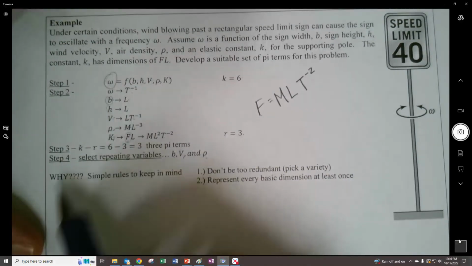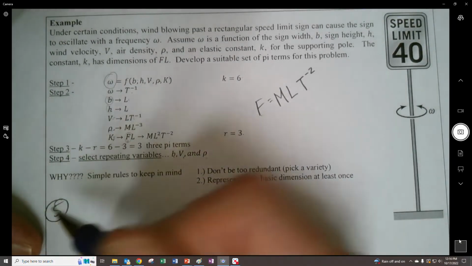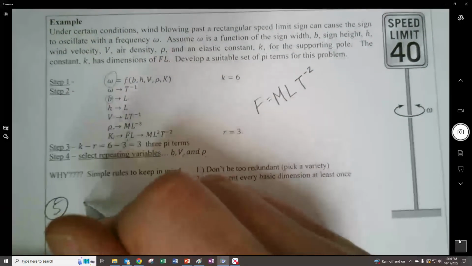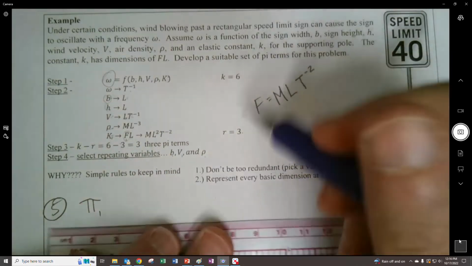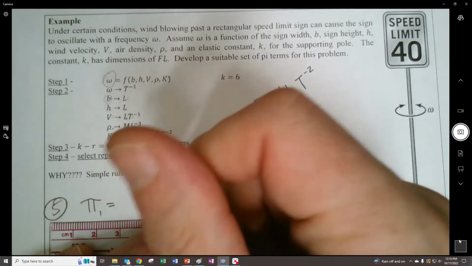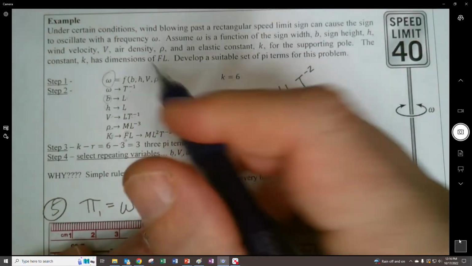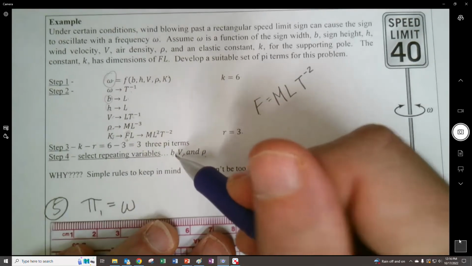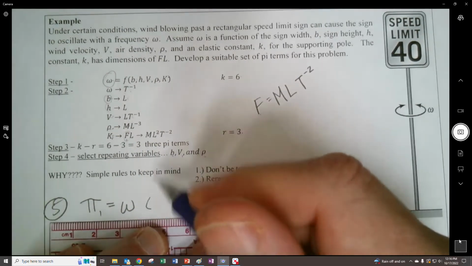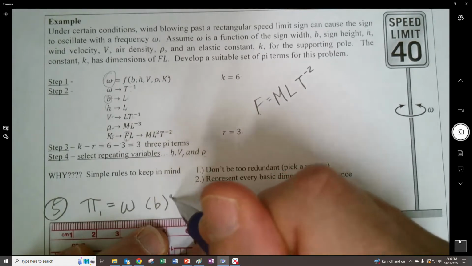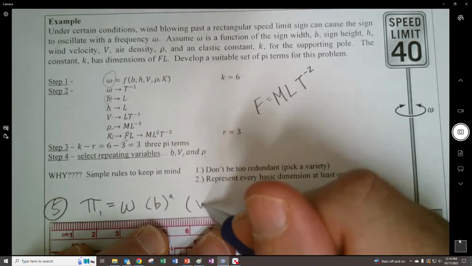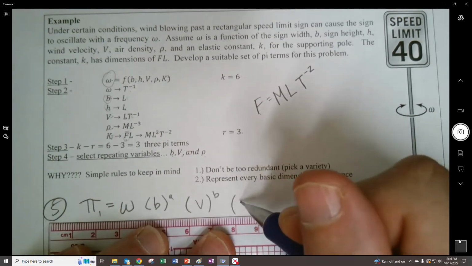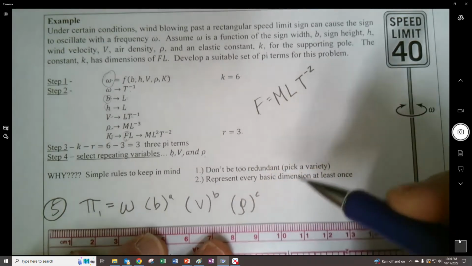So we have all 4 of those done. So let's go to step 5, and we will try this one out here. So I'll write out my pi 1 is going to be equal to omega, which is our main variable up above. And now our repeating variables are going to be B to the a, and then V to the b, and then rho to the c. Okay.